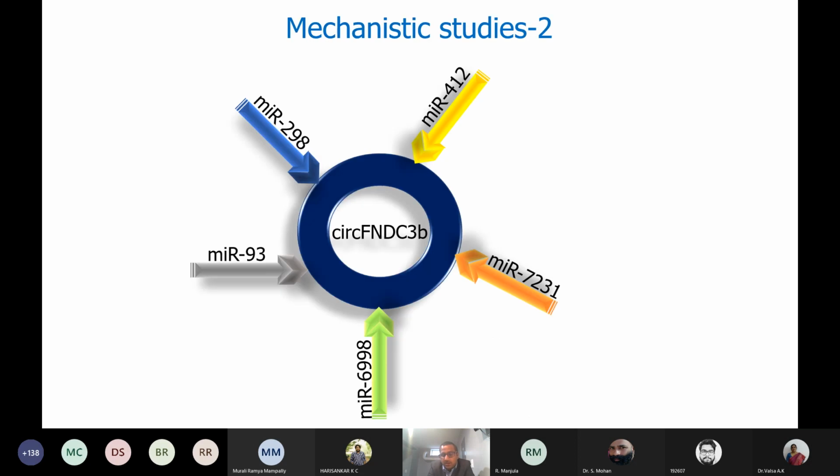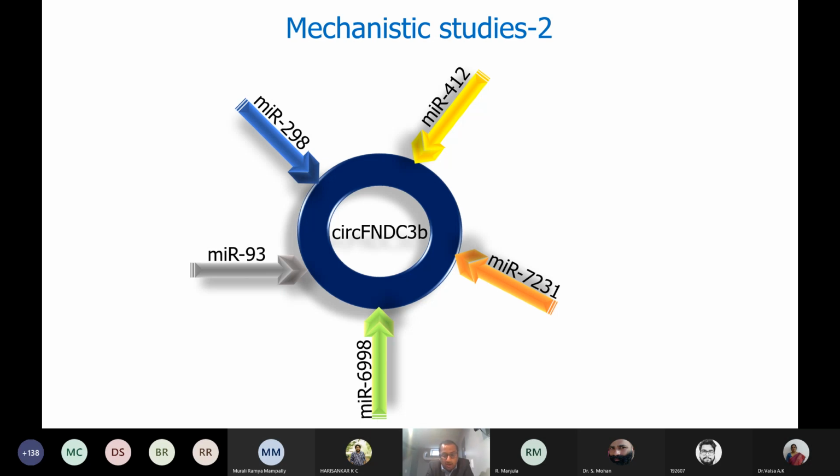So next, as I mentioned, circular RNAs can act as microRNA sponges. So we did an in silico analysis, and we found that this circular RNA has binding sites for five different microRNAs. Again, just a brief background about microRNAs. Just like circular RNAs, microRNAs are another type of non-coding RNA. We are trying to see whether these circular RNAs are interacting with the small microRNAs, and that's how they are mediating their function.